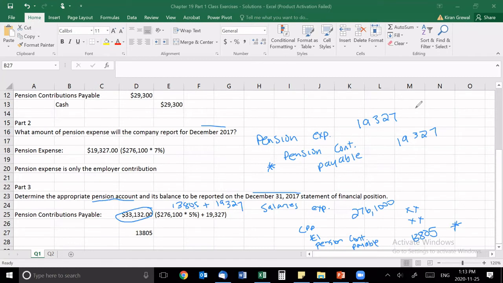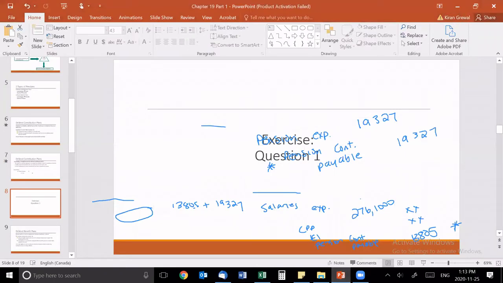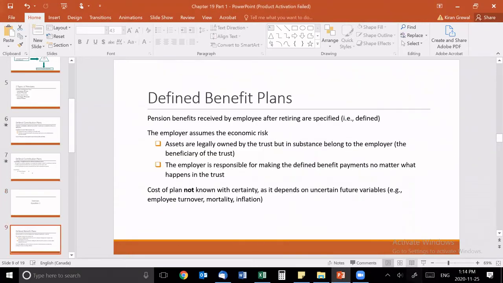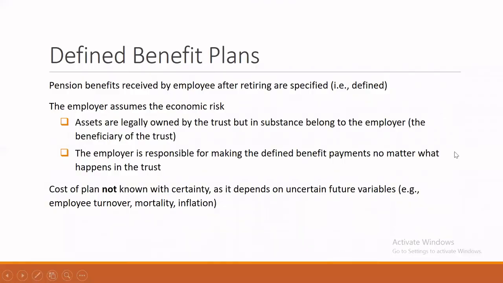So it's not too difficult. Basically, your pension expense amount is how much cash you're putting into the pension. And then you might have the pension contributions payable for any contributory pension plans for the employee. Okay. All right. So now let's go back to our PowerPoints, and talk about defined benefit plans.